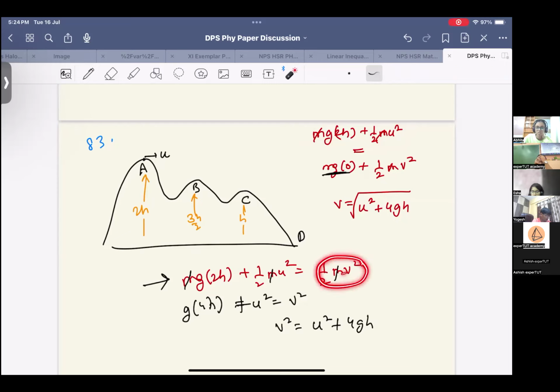This v is for D, this u is for A. Left side is A, right side is D.